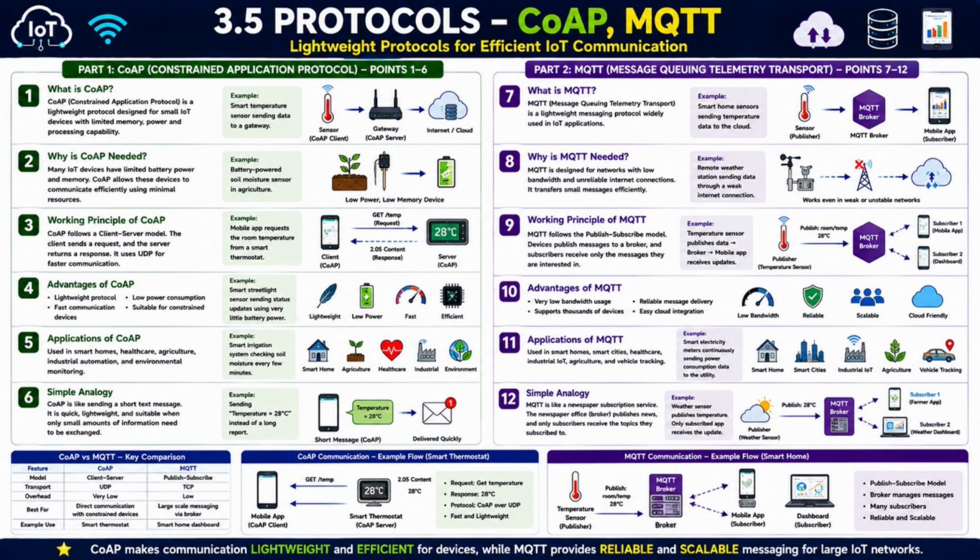Therefore, my dear students, you should remember the rules and regulations of these CoAP and MQTT protocols. In simple terms, I want to conclude like this. CoAP protocol is just like a short direct conversation between two people, whereas MQTT is like a newspaper subscription service where only subscribers can receive the published information. That's all. That is the difference between CoAP protocol and MQTT protocol.